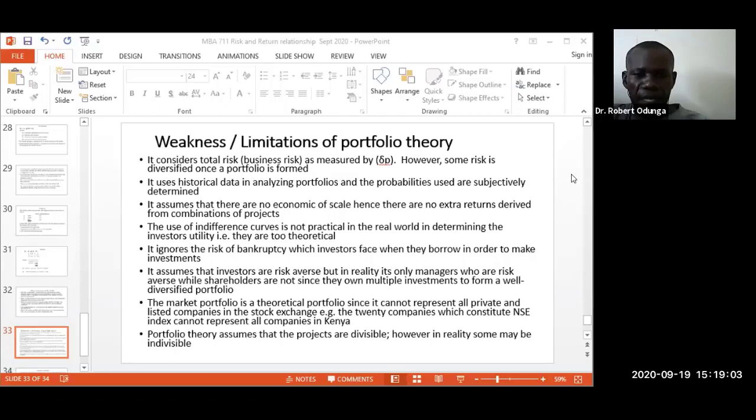It ignores the risk of bankruptcy which investors face when they borrow in order to make investments. We may evaluate projects and keep certain factors constant, but they may not come out the same as things like systematic risk, market risk, that may affect investments across the market generally.